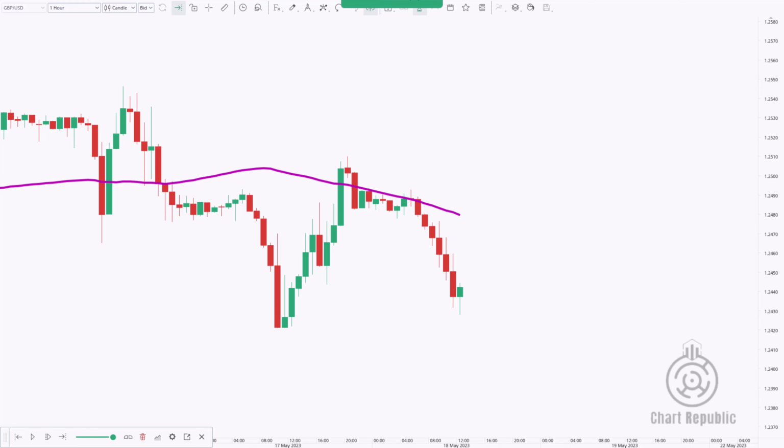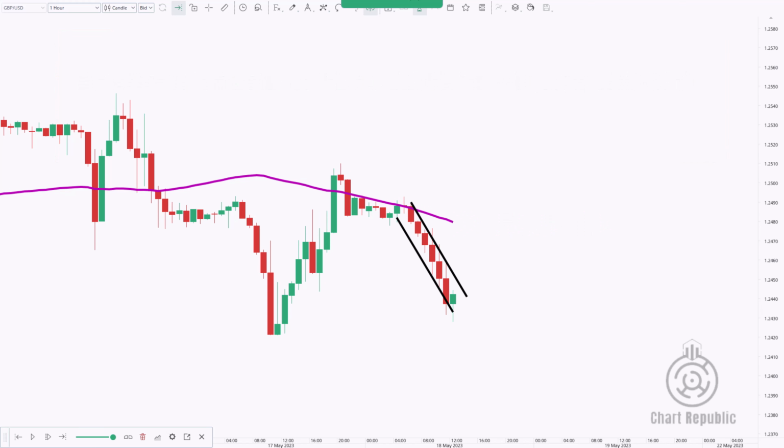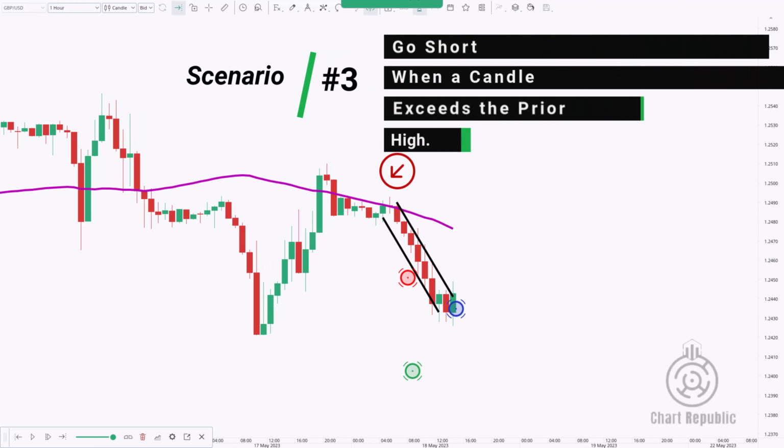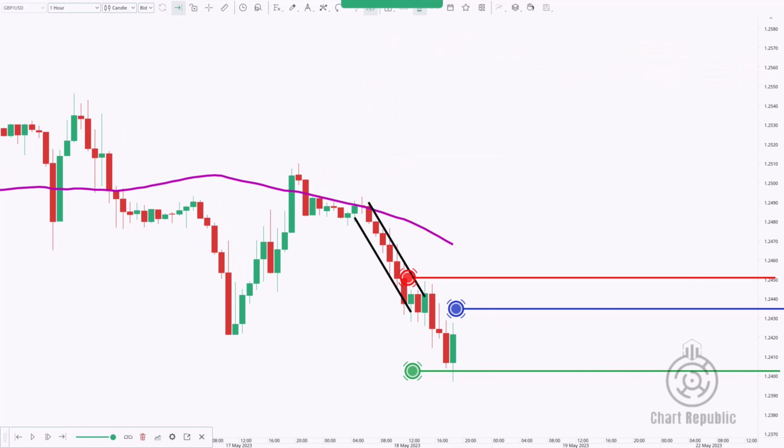If you have followed me thus far, you have probably guessed what bearish scenarios might entail. However, to ensure we cover all aspects of microchannels in different market situations, I will provide only brief explanations for each bearish situation. In the third scenario, where the price is below the 50 SMA indicating a downtrend, the slope of the microchannel aligns with the dominant trend. Therefore, we only consider short entries when a candle makes a high above the previous candle's high.